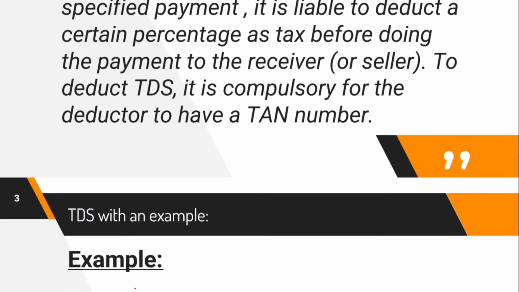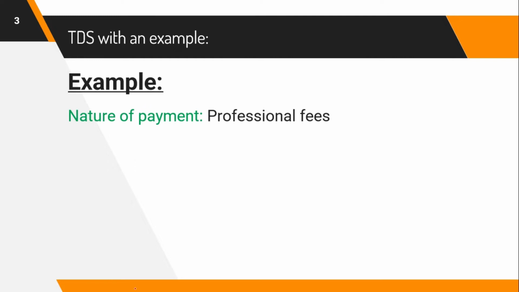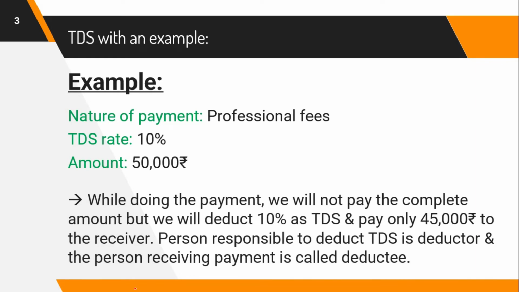Let us understand TDS with an example now. Let's say the nature of payment is professional fees and the TDS rate is 10% over here. And the total amount you have to pay to your seller is 50,000 rupees. So while doing the payment, you will not pay the complete 50,000 rupees, but you will deduct 10% as TDS and then pay 45,000 rupees to your seller. So before doing the payment, you will deduct 10% as tax and pay the rest amount.